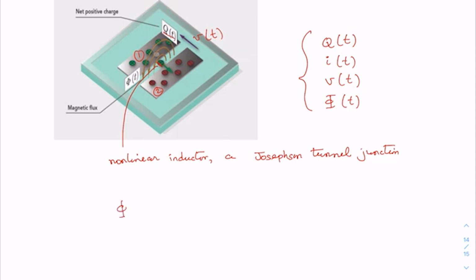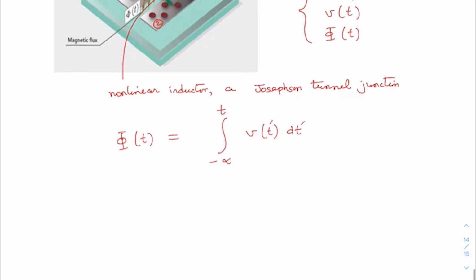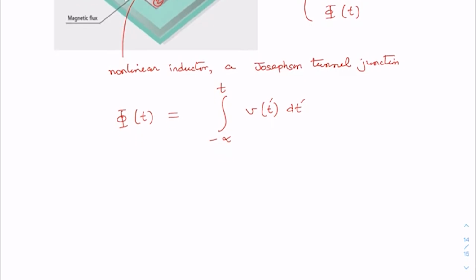For example, the magnetic flux phi of t is nothing but the time integral of the voltage, that is v of t dt, with the integration from, say, minus infinity to some time t. So let me write it like this. Or we can express the voltage as the time derivative of the magnetic flux.